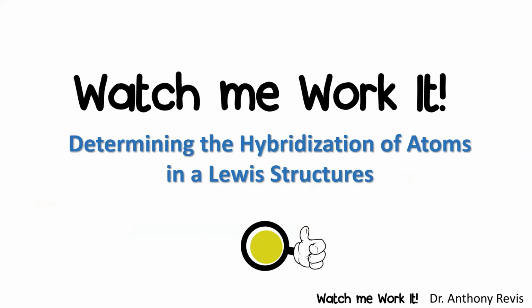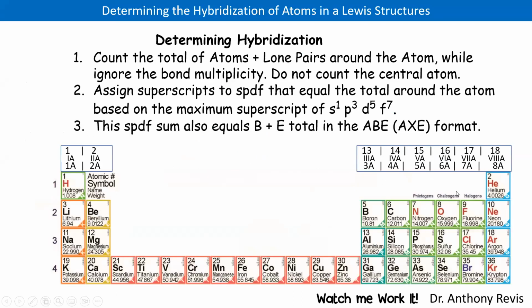Determine the hybridization of atoms in a Lewis structure. Watch me work it. First, some guidelines to use. First thing you want to do is count the total number of atoms plus lone pairs around the atom, while ignoring the bond multiplicity. Whether it's a double or triple bond doesn't matter. You simply want to know how many objects are attached to the central atom. And remember not to count the central atom.